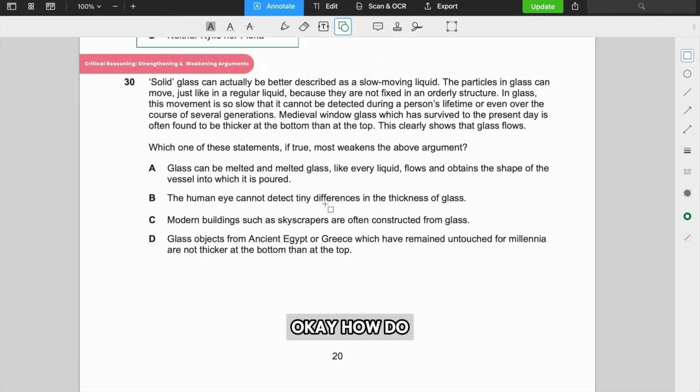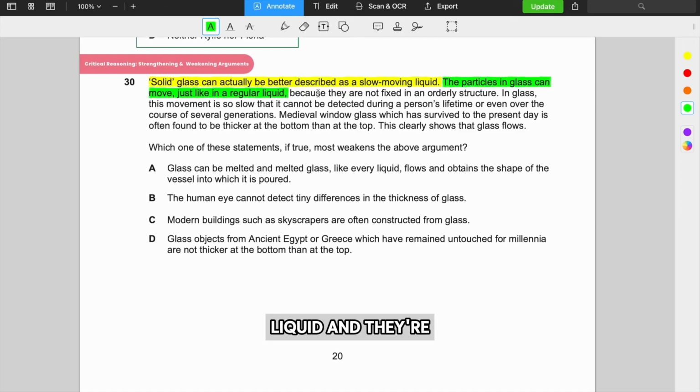Okay, how do we weaken this argument? So again, you just have to find the main conclusion. The main conclusion is solid glass can actually be better described as a slow-moving liquid. And then the premises, well, the main premise is that the particles move just like in a regular liquid, and they're not fixed in an orderly structure.